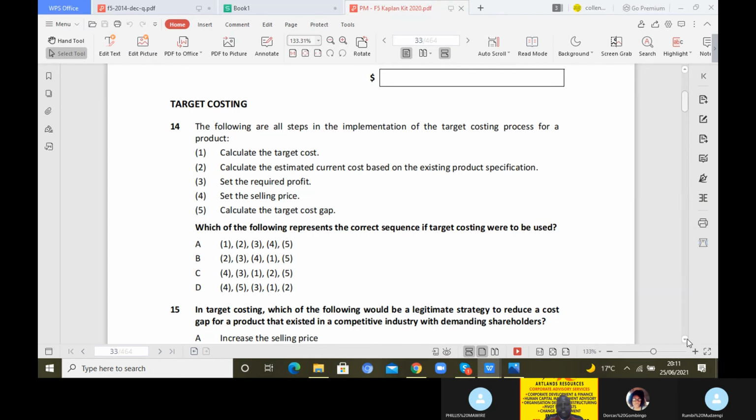The following are all steps involved in the implementation of target costing process for a product. What is the sequence of the steps?